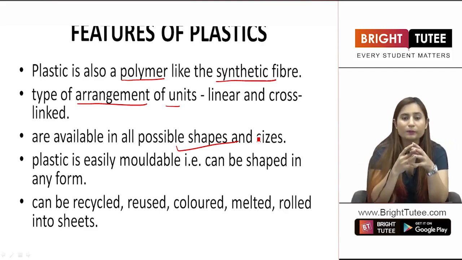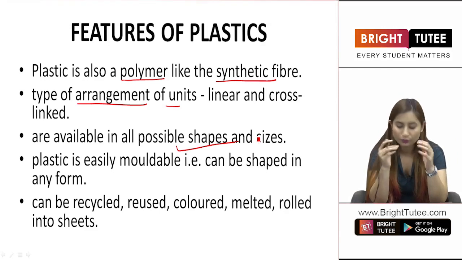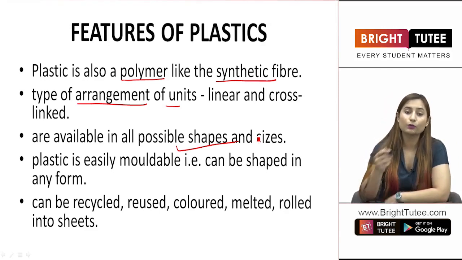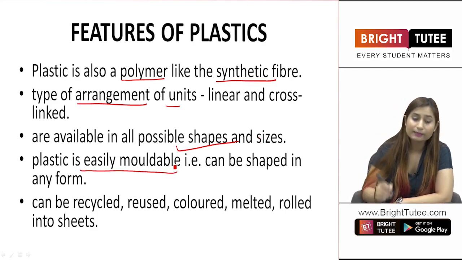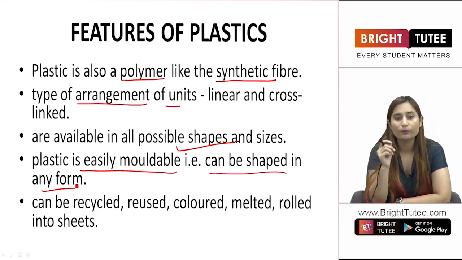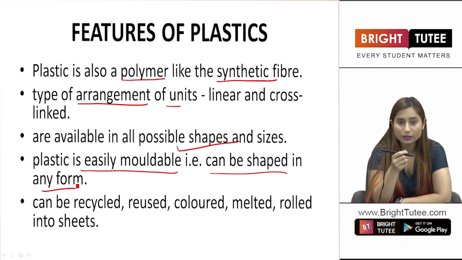You can mold plastic into any form, right? You have different objects made up of plastic only because of certain features which help us to produce more and more articles which are useful to us, right? Plastic is easily moldable, which means it can be shaped in any form. You have seen hundreds of objects of plastic. For example, this pen is also made up of plastic. It has a unique shape, right?